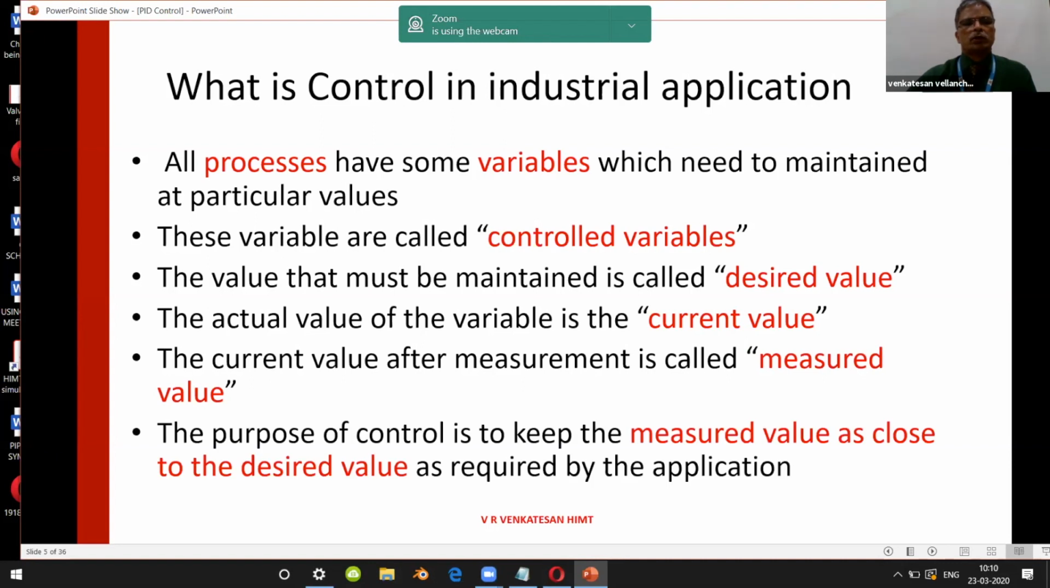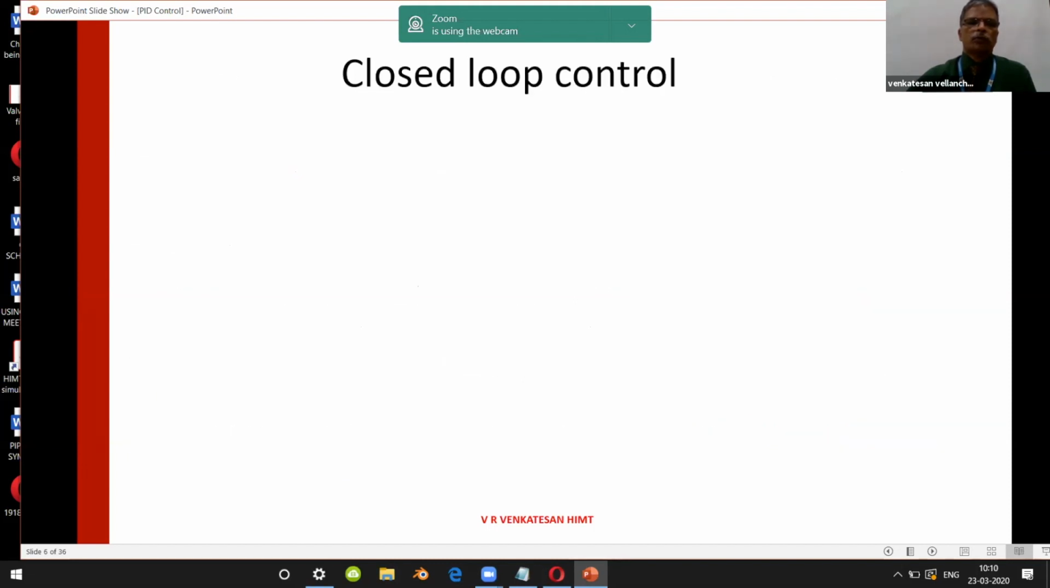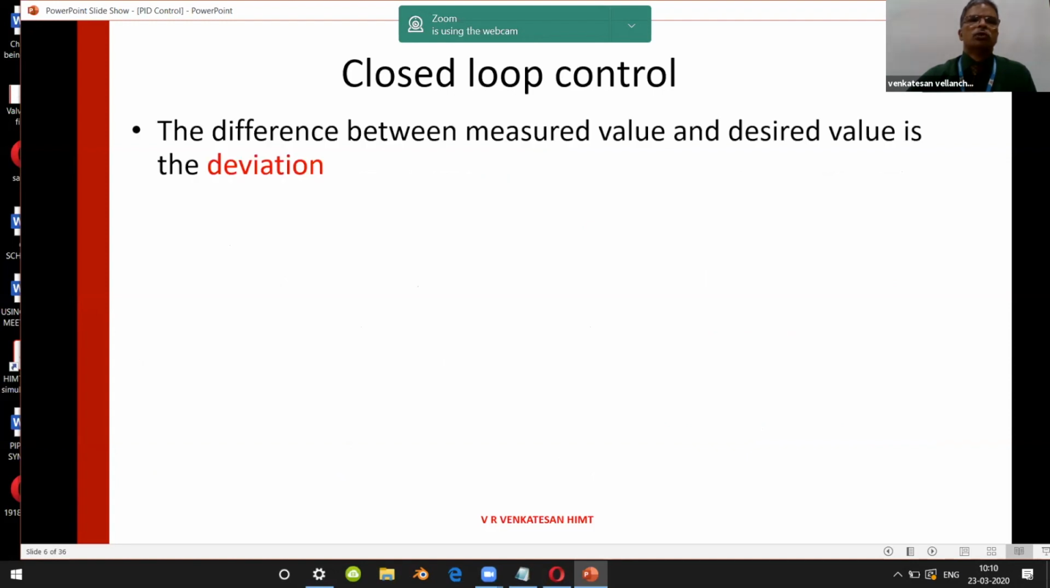Now the issue is, purpose of any control is you want to keep the measured value as close to the desired value. How close you need to keep depends on the type of application. So if 16 bar is the steam pressure required for the boiler, I need to keep the steam pressure as close to 16 bar as possible or as required. That is the purpose of control. So all types of control, even in human relations, all type of control starts with something called desired value. And there is something called current value. The difference between the current value and the desired value is called as the deviation.